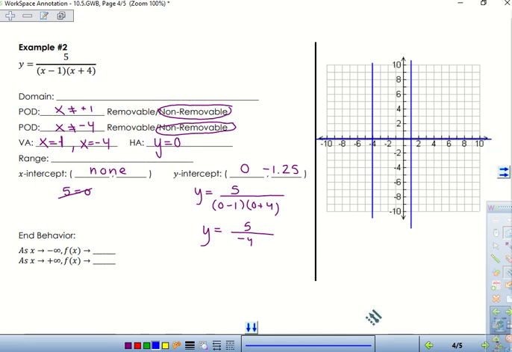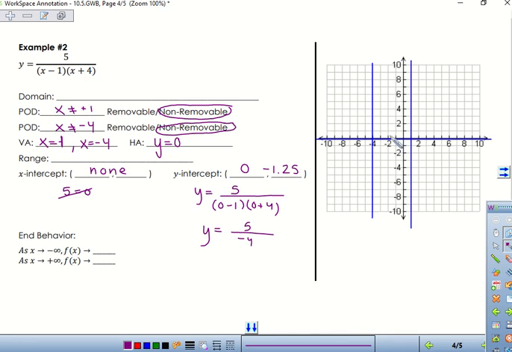Yes? Wait, so, I forget, why is it non-removable? Nothing got canceled out. If nothing ever gets canceled out, it's not getting removed. Removable is only if you had a factor on the top and bottom that canceled out. Oh, okay. Okay? All right.